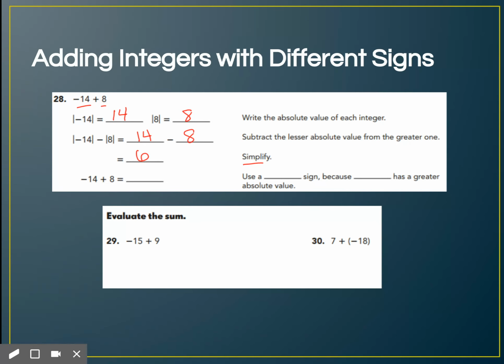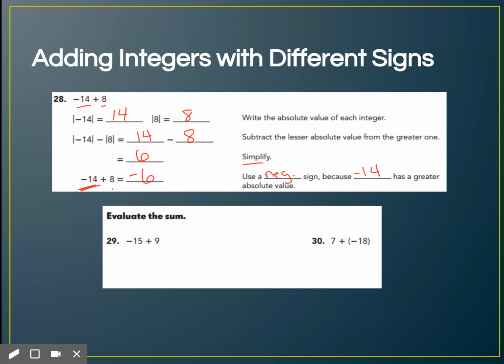14 minus 8 is 6. And then I'm going back to my original problem to determine whether my 6 is positive or negative. I have a negative 14 and a positive 8. 14 is larger than 8, so because that is negative, my answer is a negative 6. So over here you'd fill in using a negative sign because negative 14 has a greater absolute value.